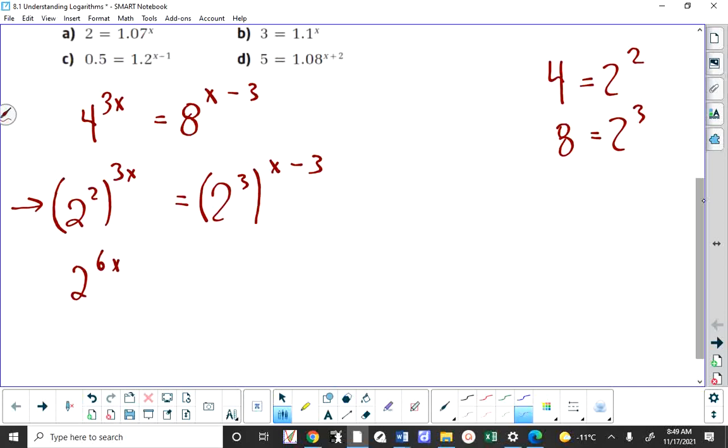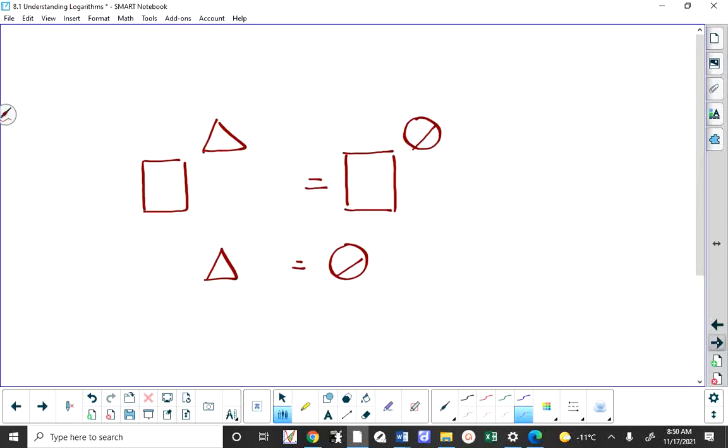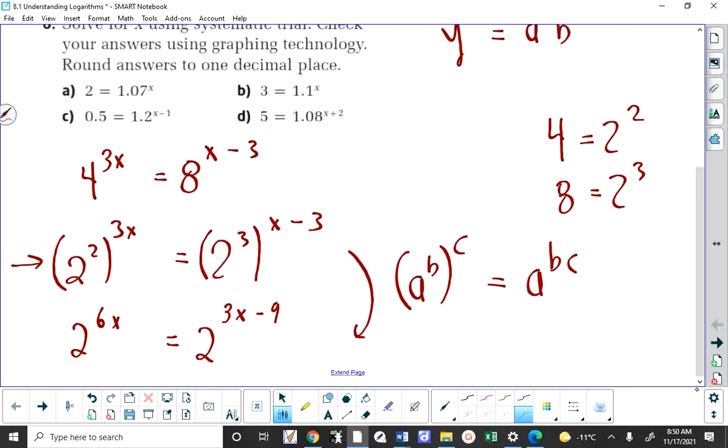Over here, you're going to have 2 raised to the 3x minus 9. And the property of exponents that I've used in going from here to here is basically that if you have a to the b quantity raised to the c, it's equal to a to the bc. So now we're at that stage, if you look at the bottom line that I've written here, 2 to the 6x equals 2 to the 3x minus 9, we're at the stage where we can drop the bases because the bases are the same. And it becomes then a very simple equation to solve.